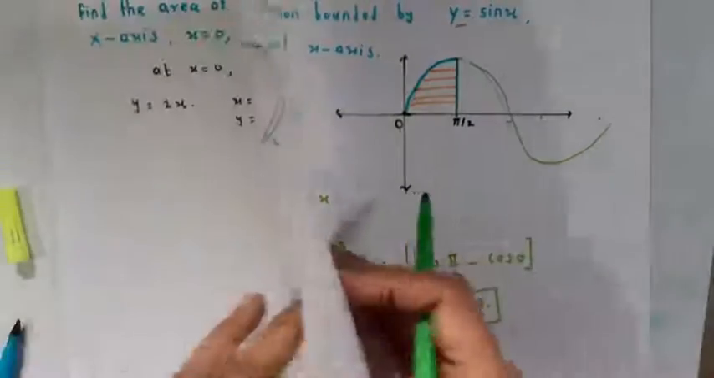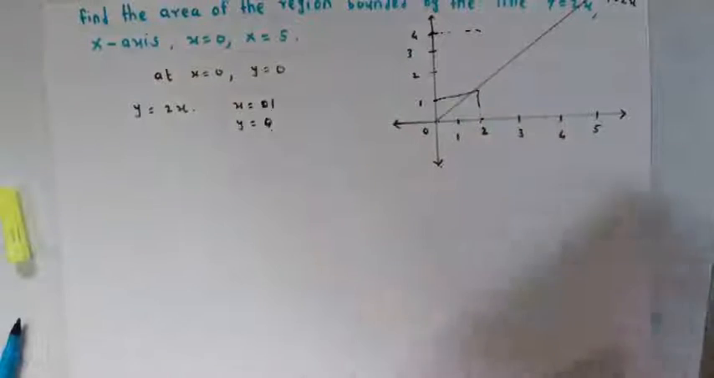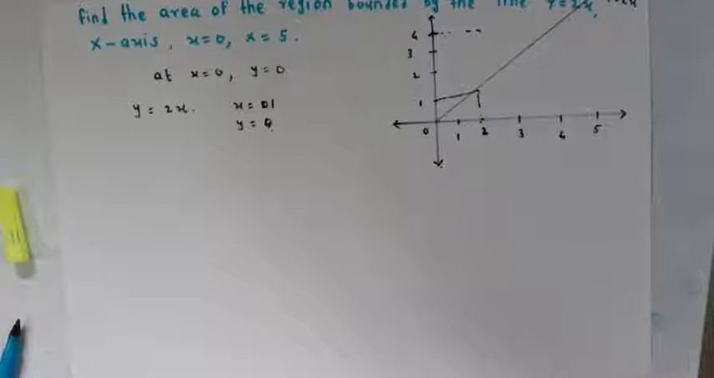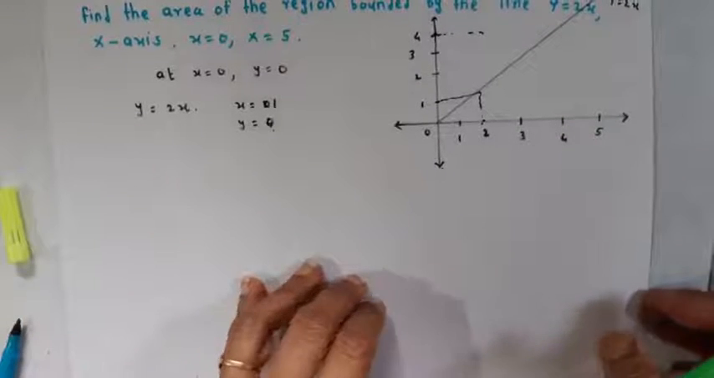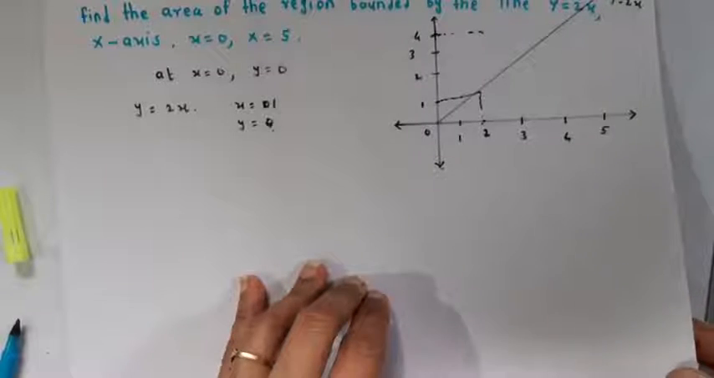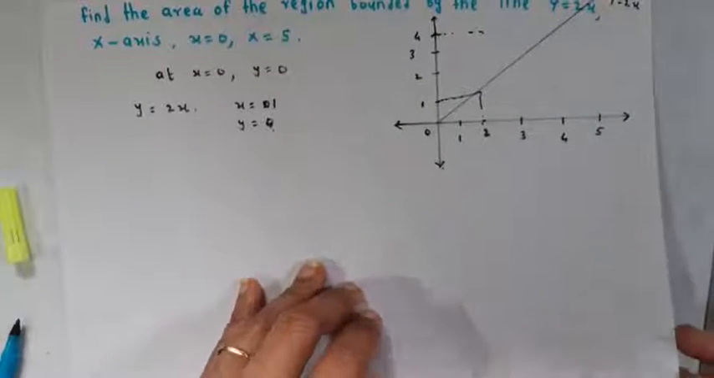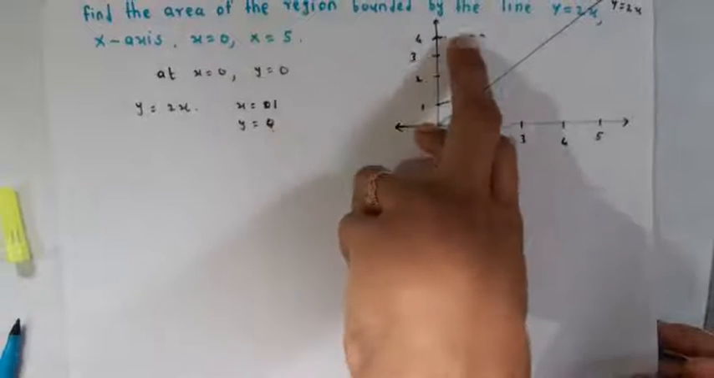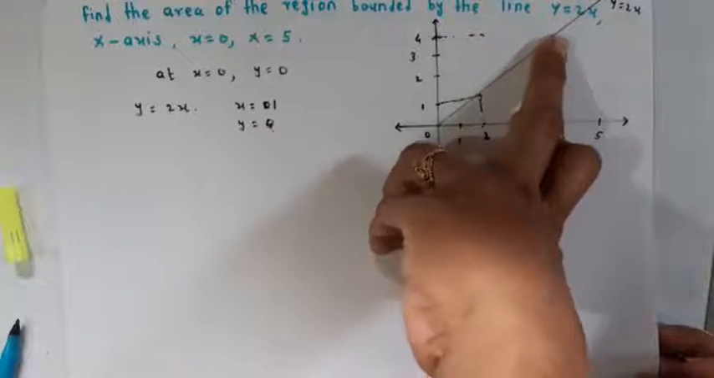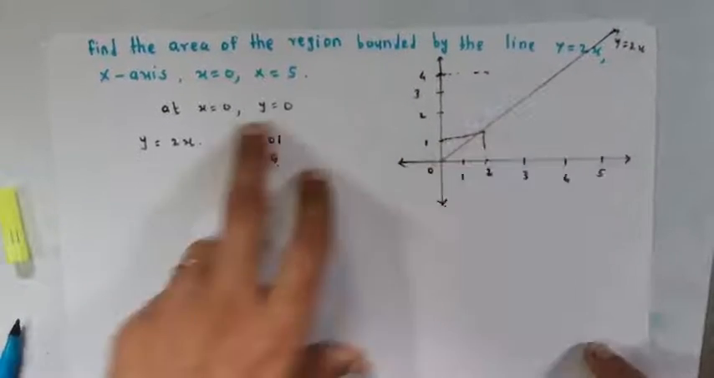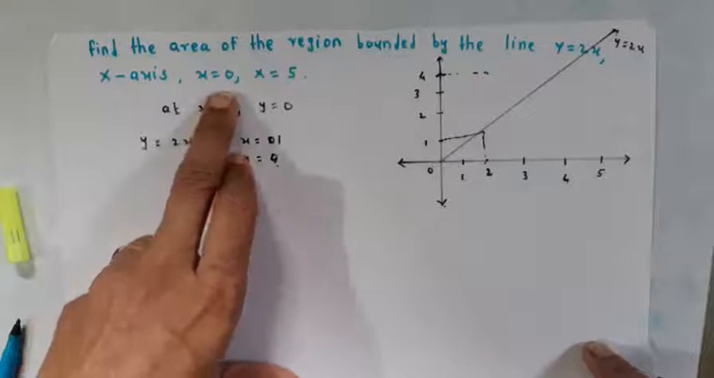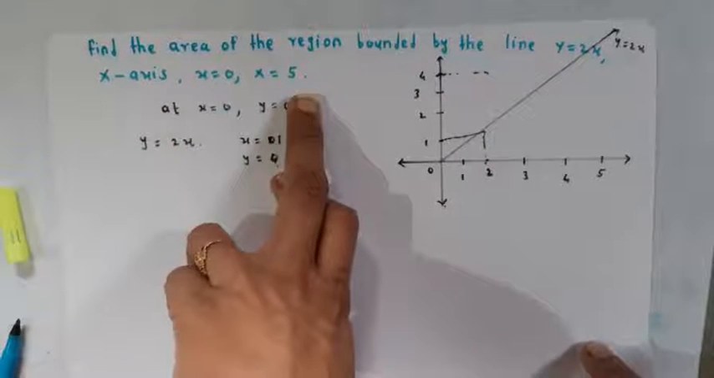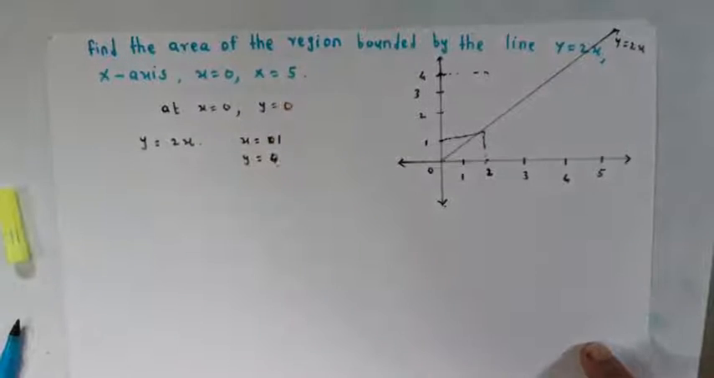Now another example: find the area of the region bounded by the line y equal to 2x, the x-axis, x equal to 0, and x equal to 5. So to find out the area, let us draw.